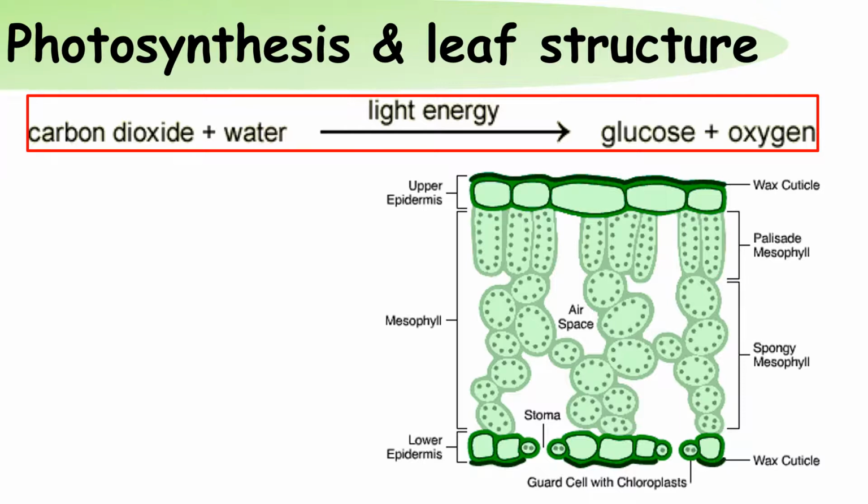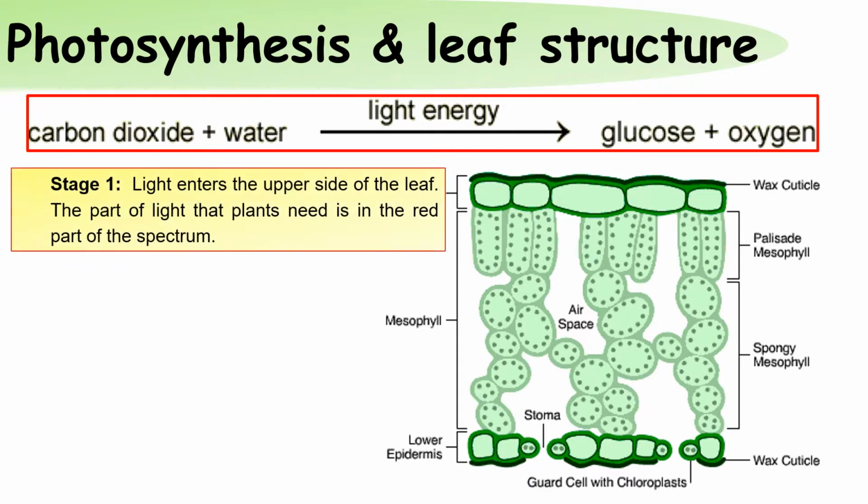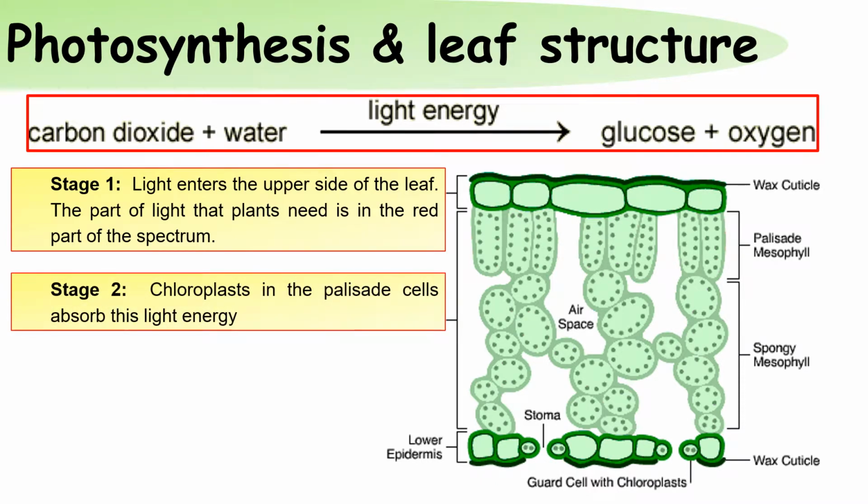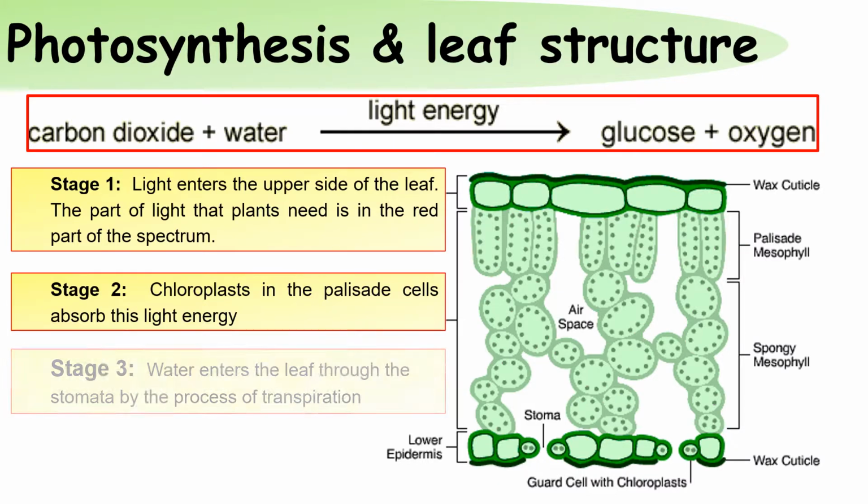When describing photosynthesis in relationship to the leaf, there are a number of stages that it needs to be split up into. In stage 1, you need to talk about the light entering the upper part of the leaf. The chlorophyll absorbs the red part of the spectrum. Chloroplasts in the palisade cells absorb the light energy.